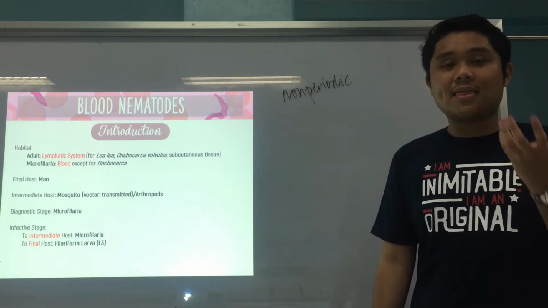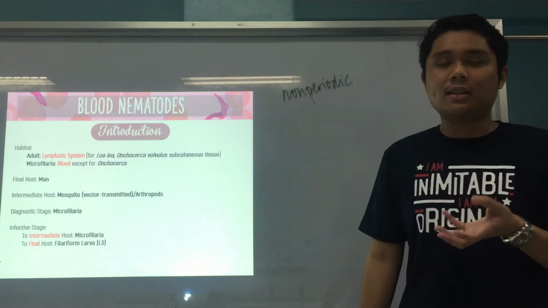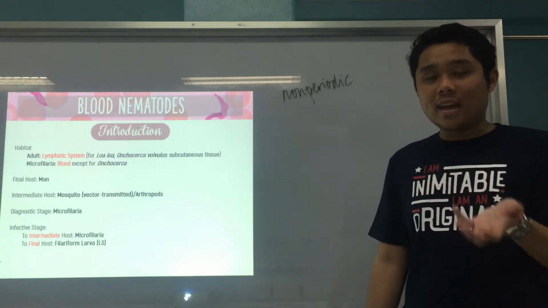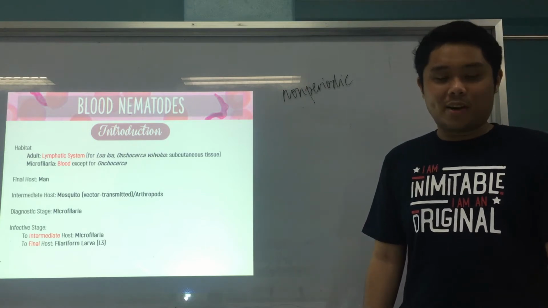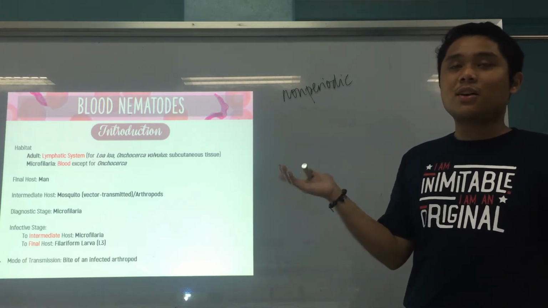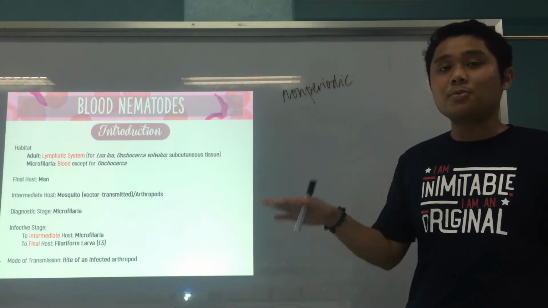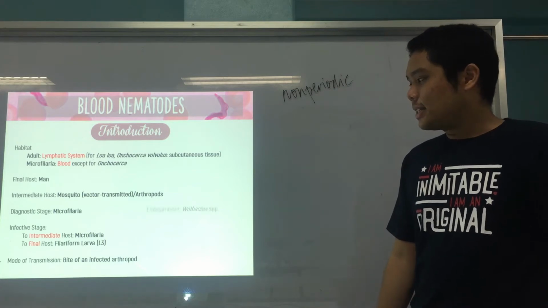They differ in the areas of the body where they infect or invade, or in the vectors that they use. That is where they differ. As for the mode of transmission, for all species of filarial worms, it is the bite of an infected arthropod.